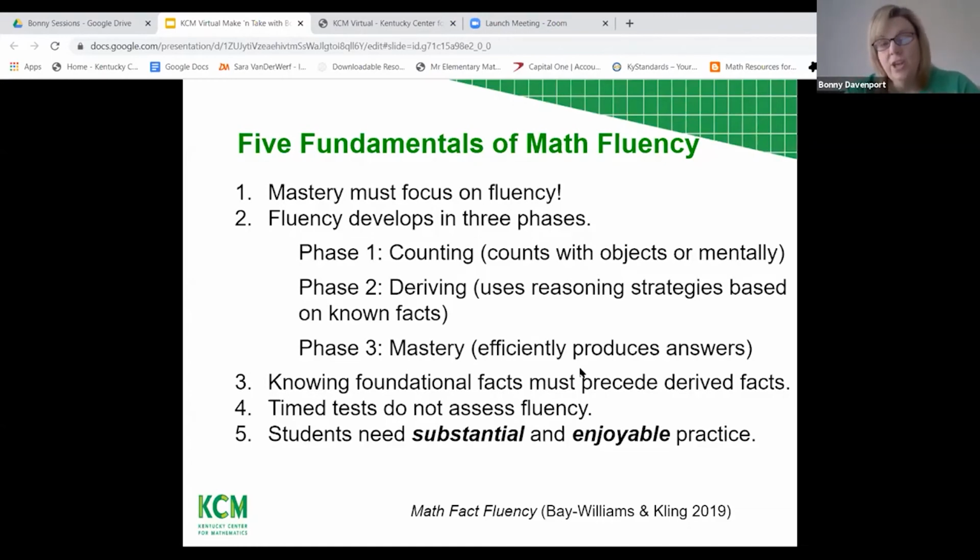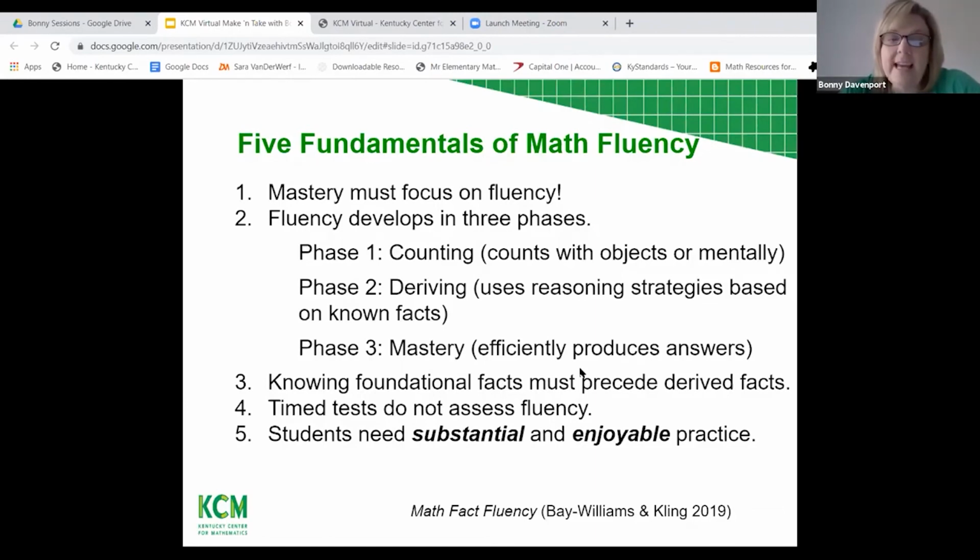And then phase 2, which sometimes gets glossed over and skipped, is deriving and using those reasoning strategies based on the known facts, the facts that are a little easier to learn, and using those to develop some strategies. And then phase 3 is the mastery phase, where they're efficiently producing those answers, which we want to get them to, but we can't leave out the strategy development.